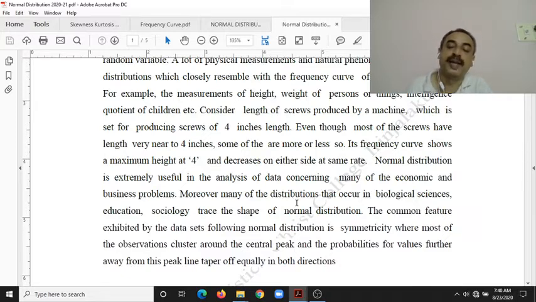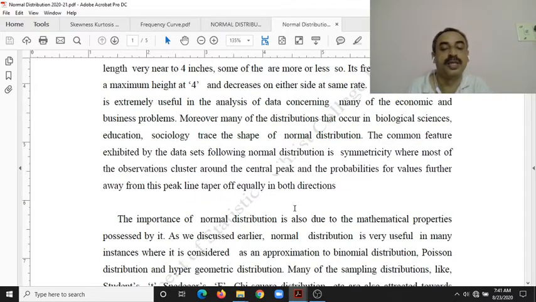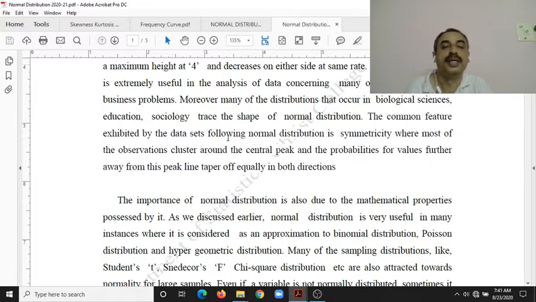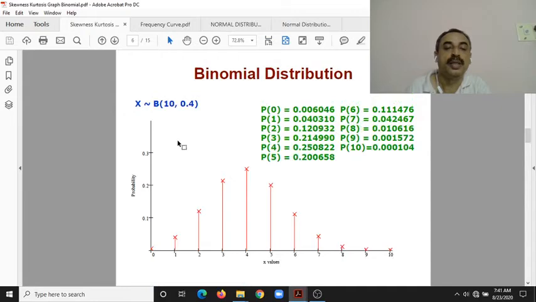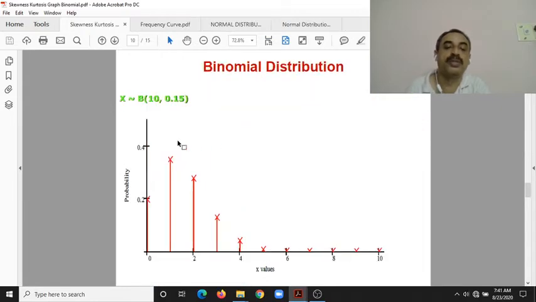Apart from this practical importance of the normal distribution, its close connection with a lot of real life situations, it has a lot of theoretical importance also. We have found that the binomial distribution can be approximated using the normal distribution when n tends to infinity. You can see the graph of this binomial distribution. Here we consider a binomial distribution with n equals 10 and p equals 0.15. Clearly this is a positively skewed frequency curve.